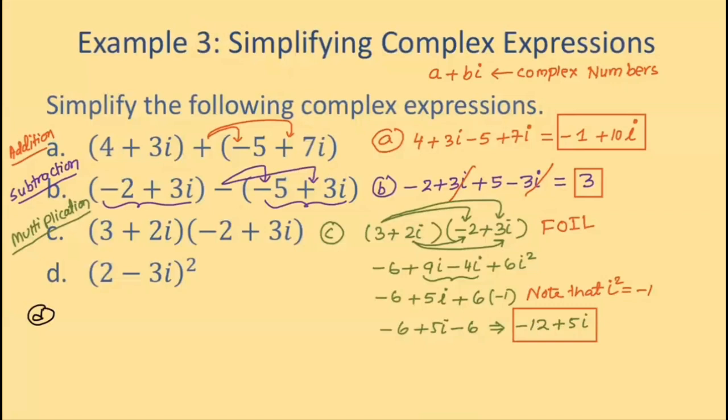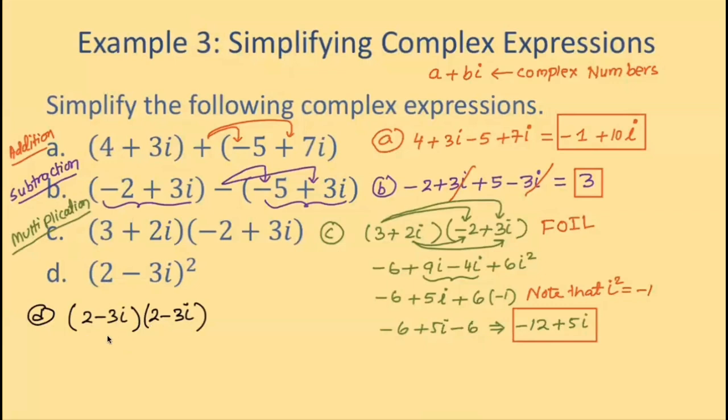Okay, in D, look at this. We have 2 minus 3i quantity squared. The meaning of that is 2 minus 3i is multiplied by itself, right? Quantity squared means 2 minus 3i times 2 minus 3i. That is the meaning of that.